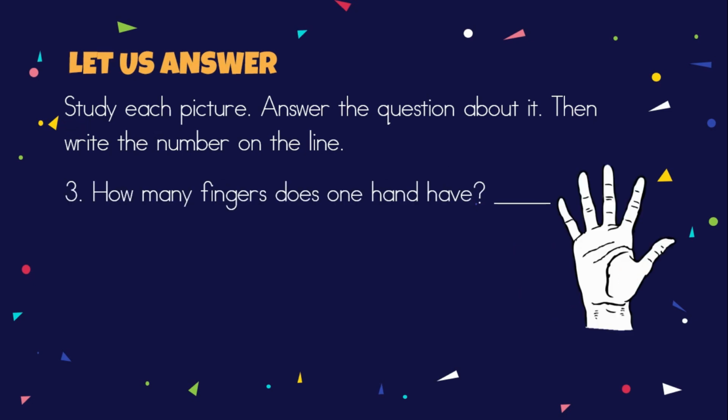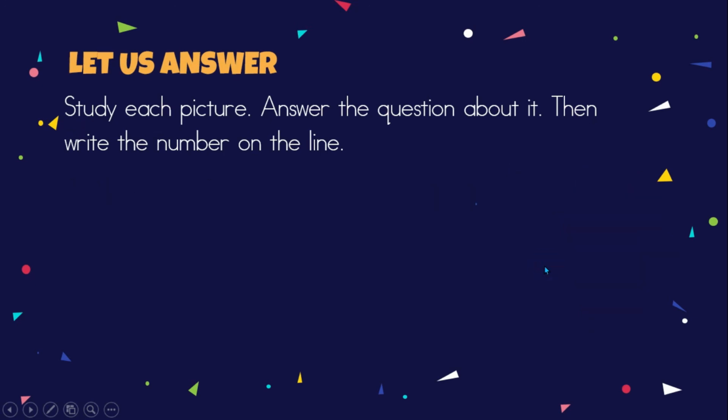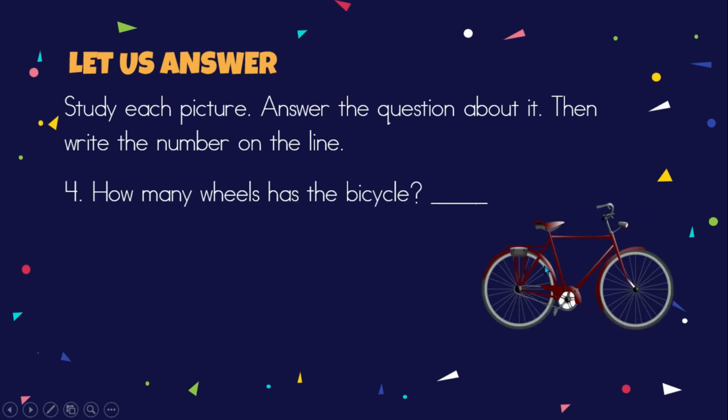For number 3, how many fingers does one hand have? So let's count. 1, 2, 3, 4, 5. Therefore, there are 5 fingers in one hand. So let's write number 5 on the line. And for number 4, how many wheels has the bicycle? It has 2 wheels. Very good. So write number 2 on the line.